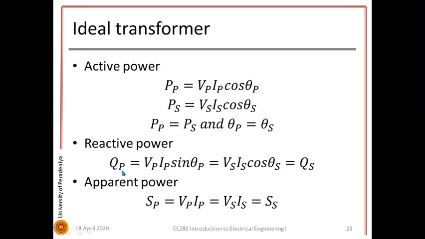Reactive power is given by Qp, Vp Ip sin theta p, which is going to be equal to Vs Is sin theta s, which is the secondary reactive power. In case of the apparent power, primary apparent power is Vp Ip, which is going to be equal to Vs Is, the secondary apparent power.